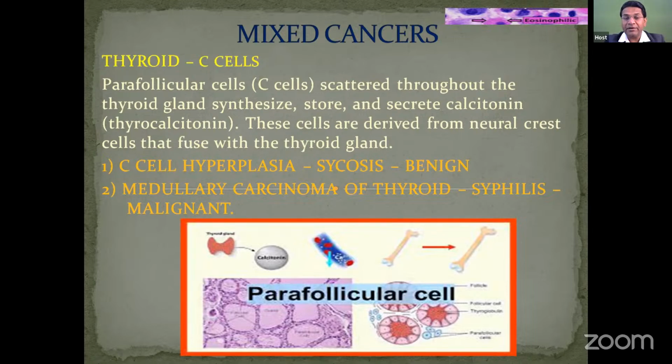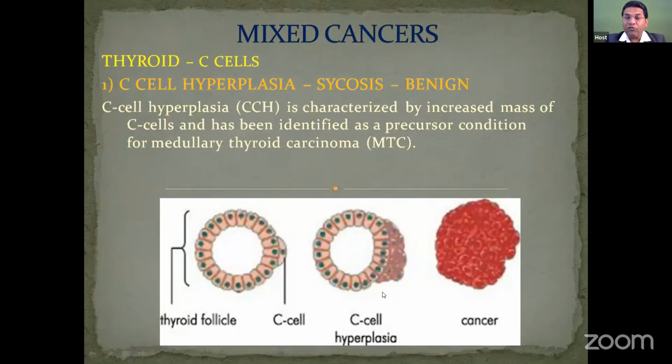C cell hyperplasia, that is benign, and medullary carcinoma of thyroid, it is malignant. So benign, that is C cell hyperplasia, and malignant, that is medullary carcinoma. Now first type, C cell hyperplasia. What is C cell hyperplasia? It is characterized by increased mass of C cells and has been identified as a precursor condition of medullary thyroid carcinoma. It is a precursor condition of thyroid carcinoma.